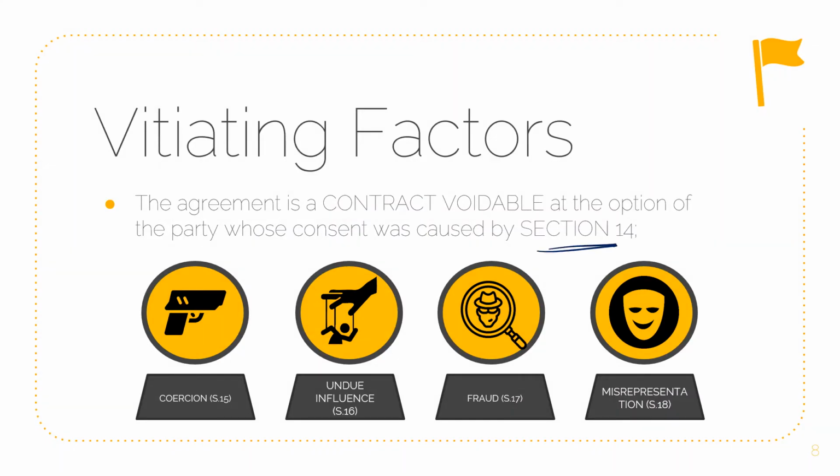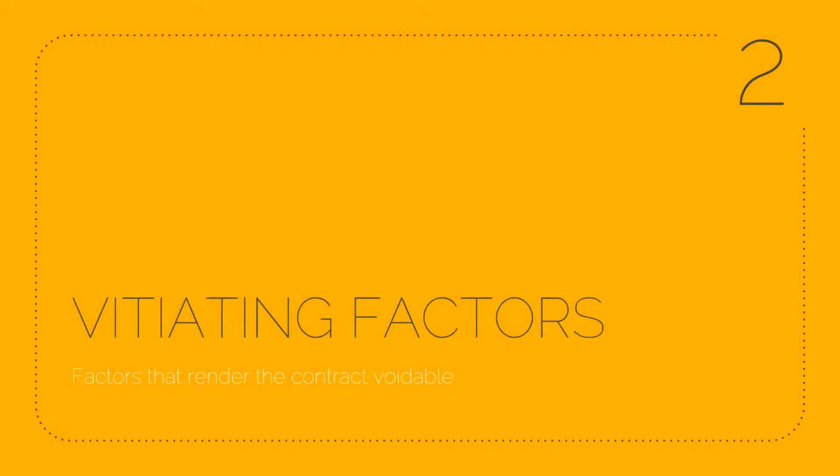Section 14 of the Contract Act 1950 stated the agreement is a contract voidable at the option of the party whose consent was caused by either coercion, undue influence, fraud, or misrepresentation. If the consent was not caused by any of the following, the agreement is valid. We will now look into the vitiating factors.